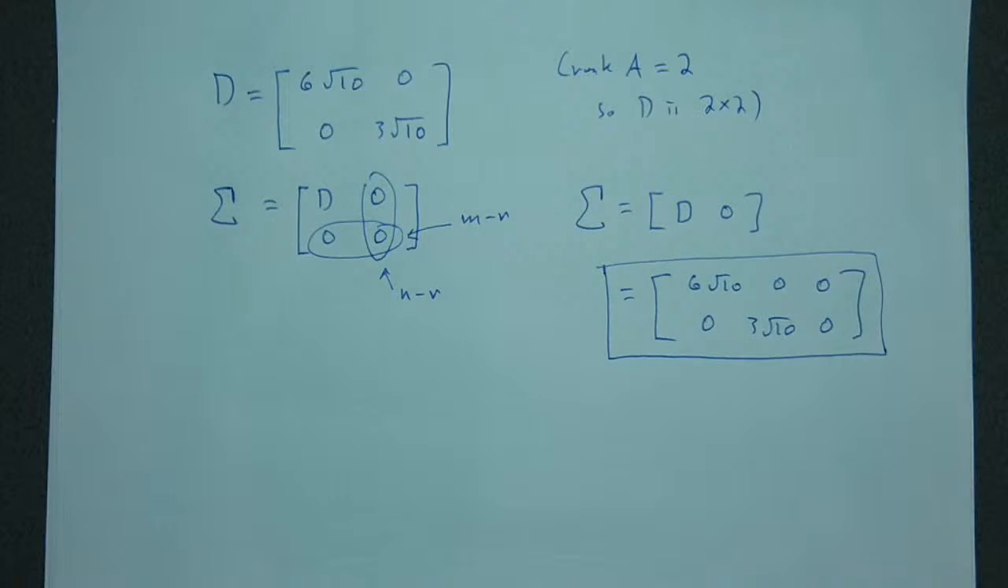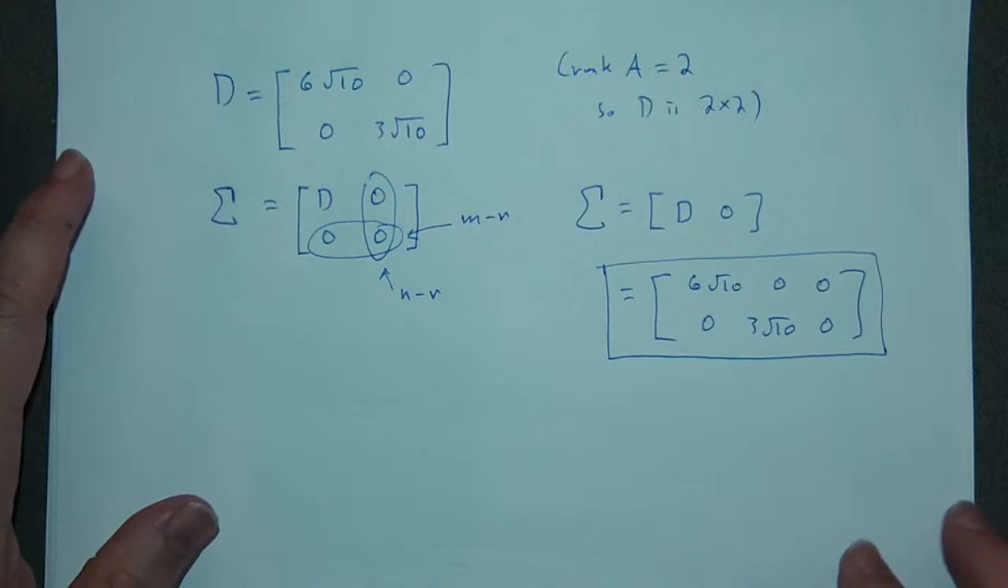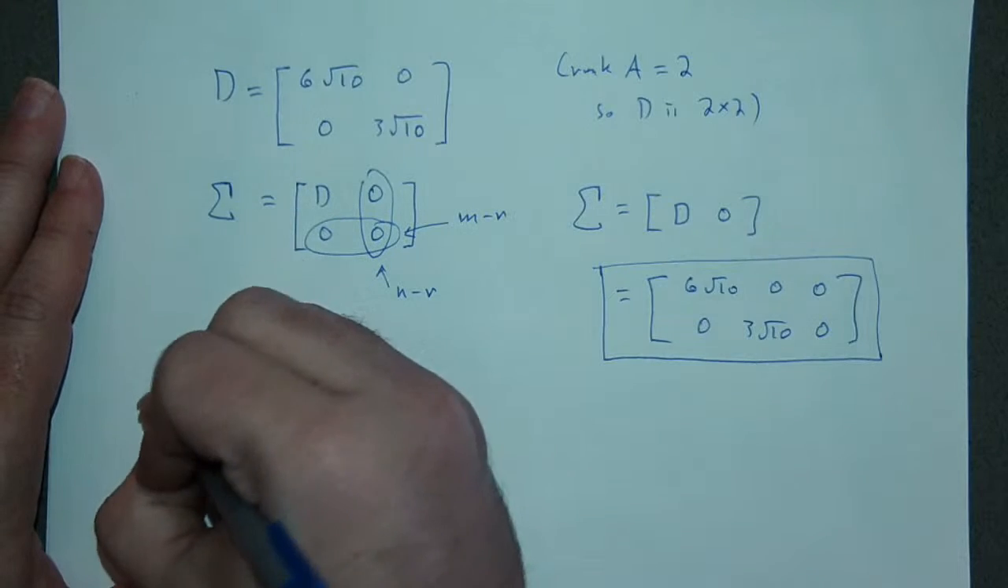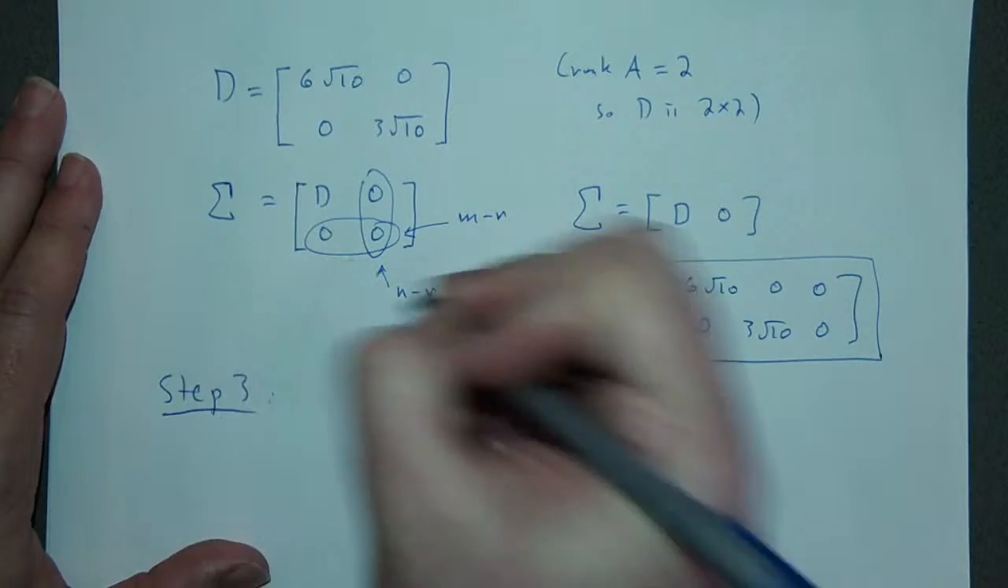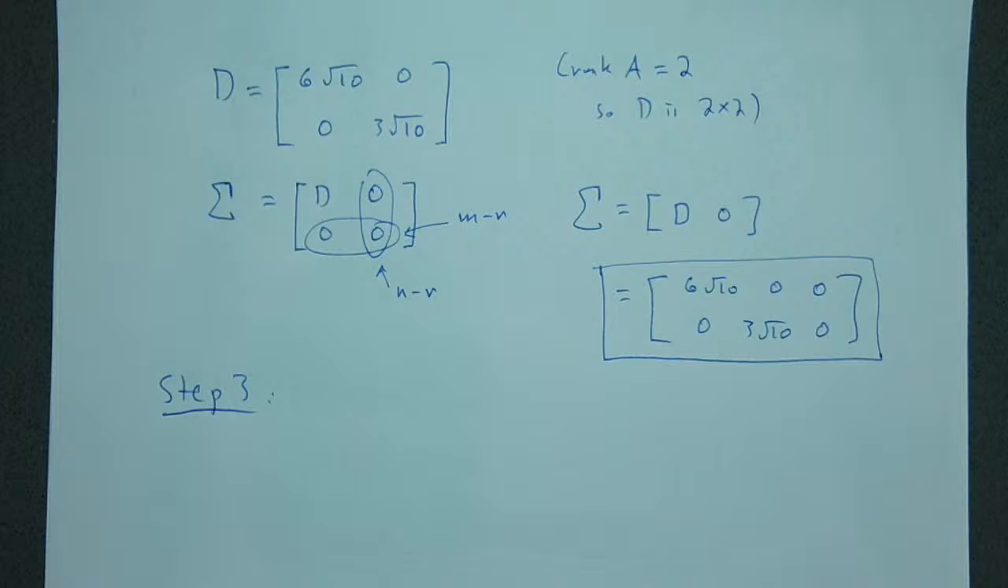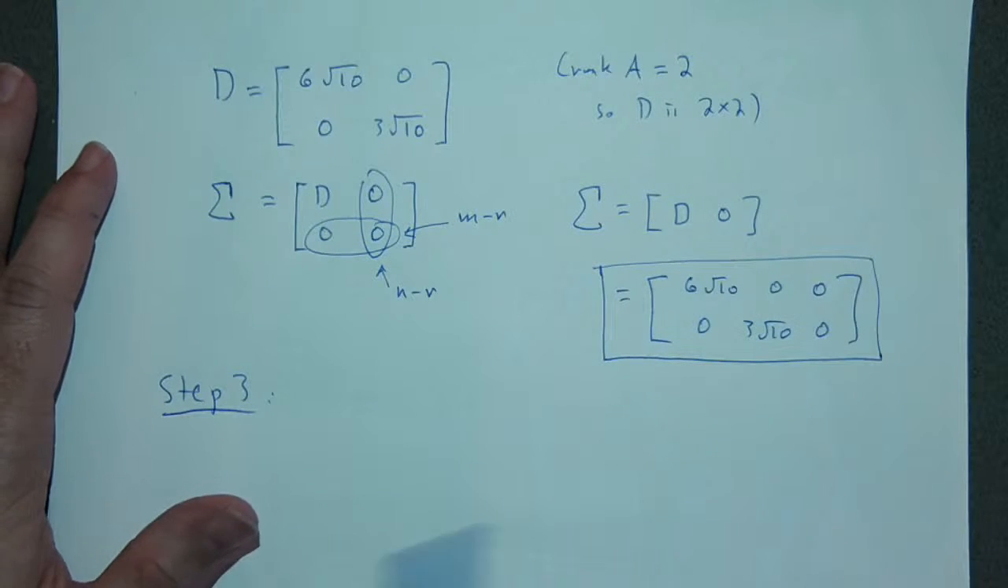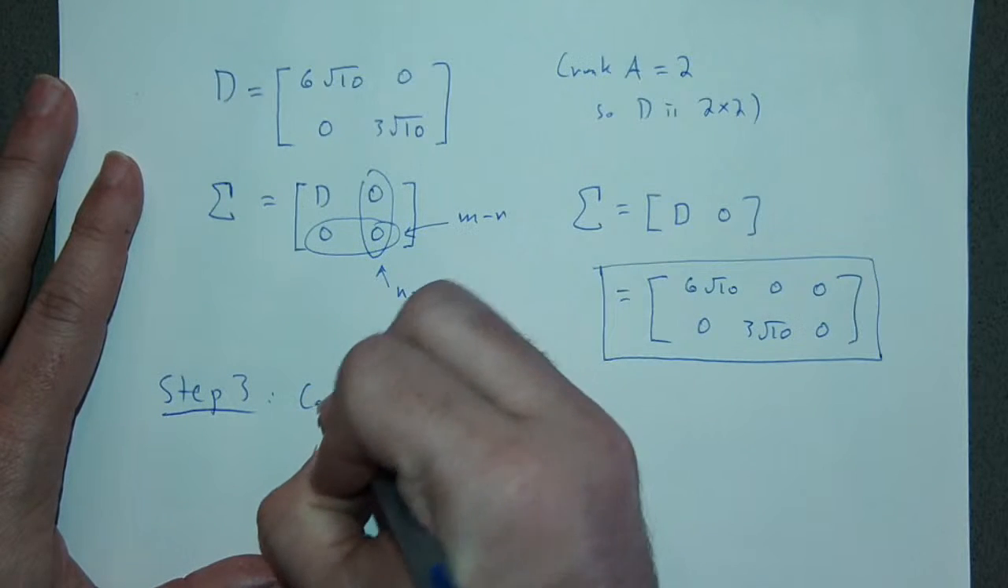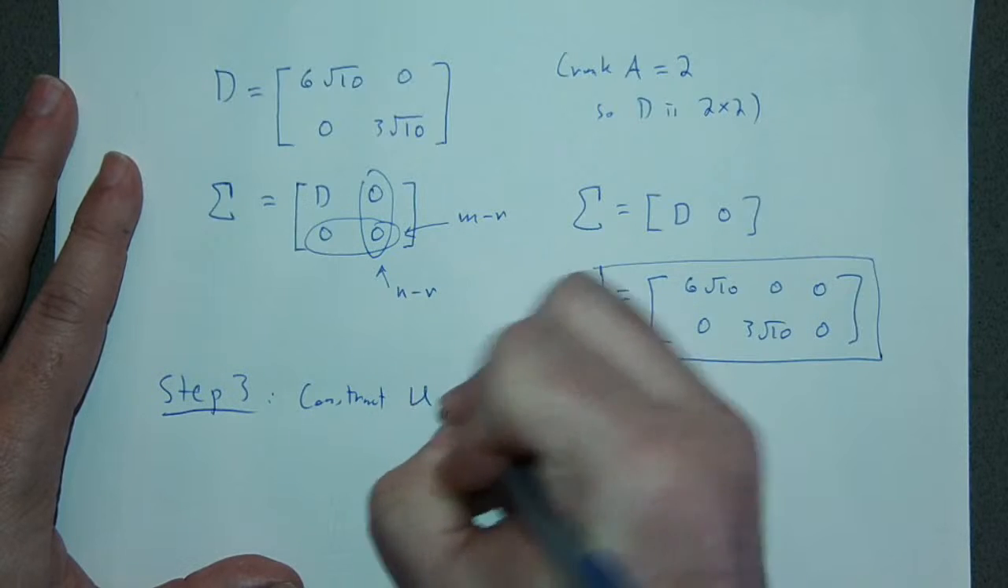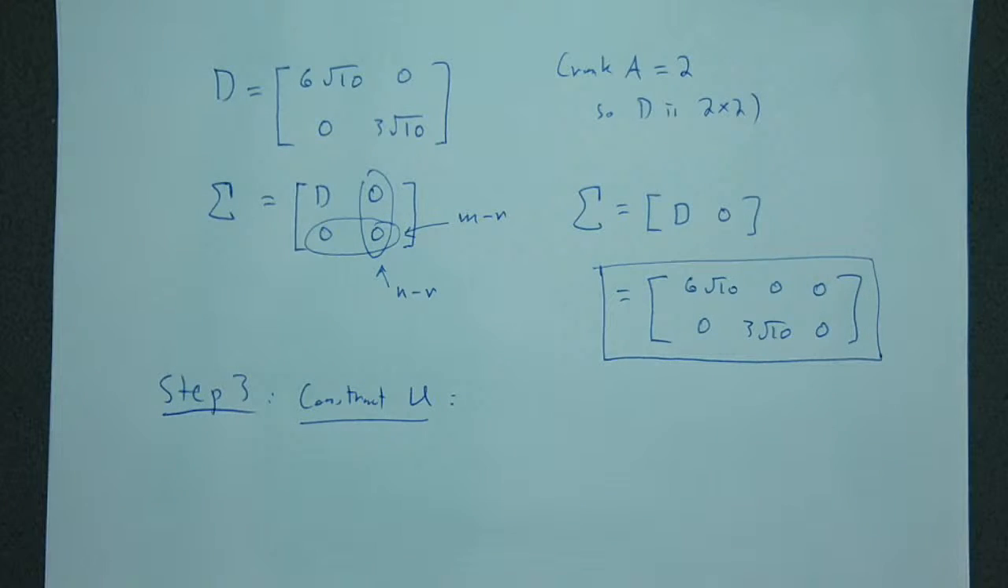We didn't have the zero eigenvalue in D because D is only ever made up of the non-zero singular values. So the non-zero singular values are all that is contained in D. D never has zero singular values. And so we have one more step. Step 3 is constructing U, because to come up with the singular value decomposition, we need U, sigma, and V. So we've constructed sigma and V, but not U. So where does U come from here?